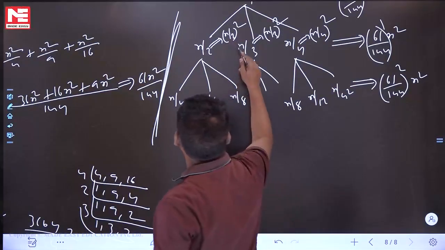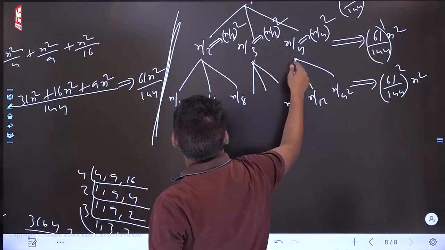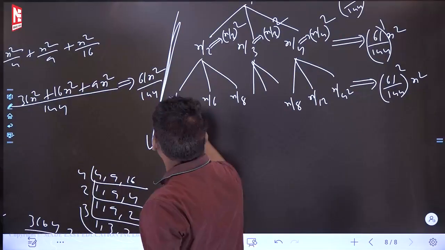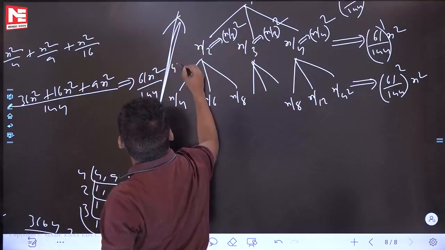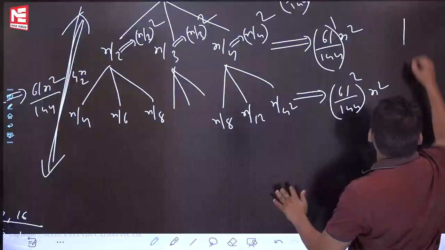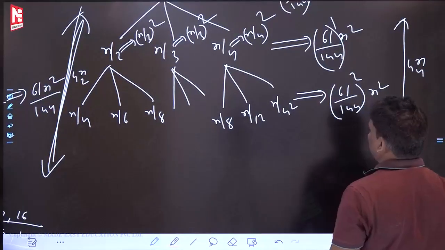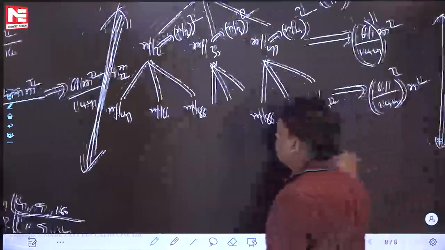Can you help me now? Left always divide by 2, middle always divide by 3, right always divide by 4. If you always divide by 2, by 2, by 2, what is the answer? Log n base 2 on the left side. What is the right side? Always divide by 4. What is the answer? Log n base 4. Which one is smaller? Log n base 2 is smaller.